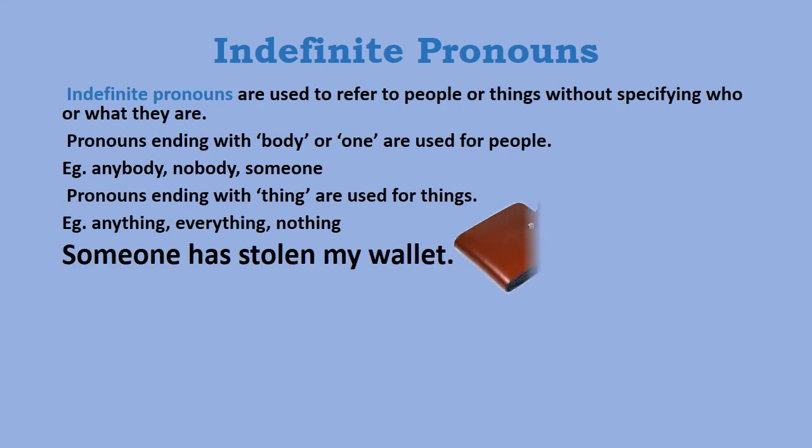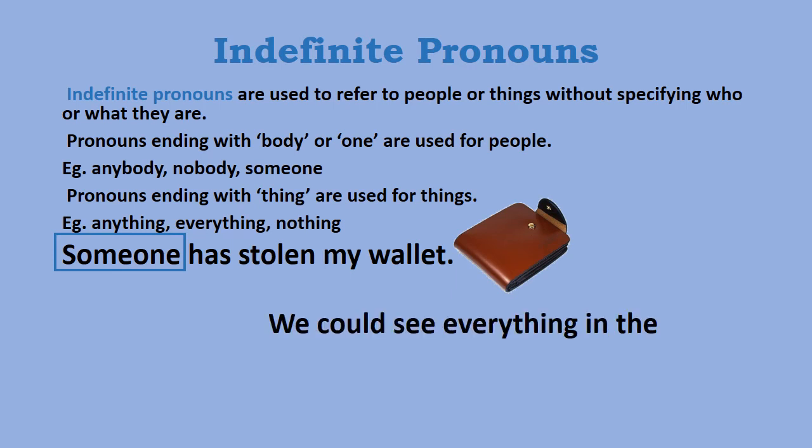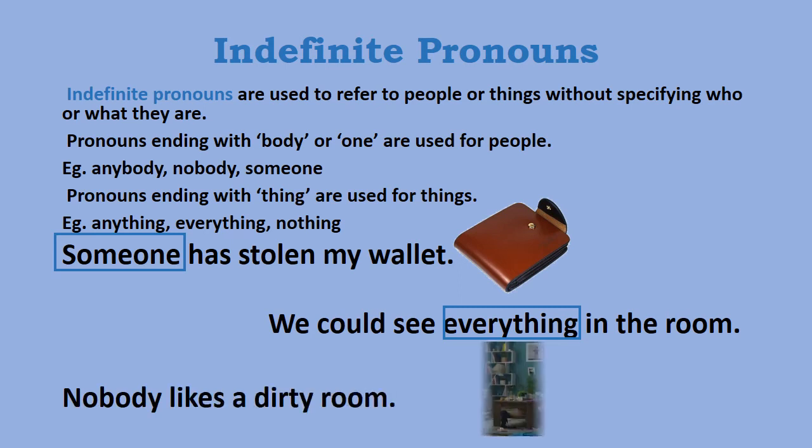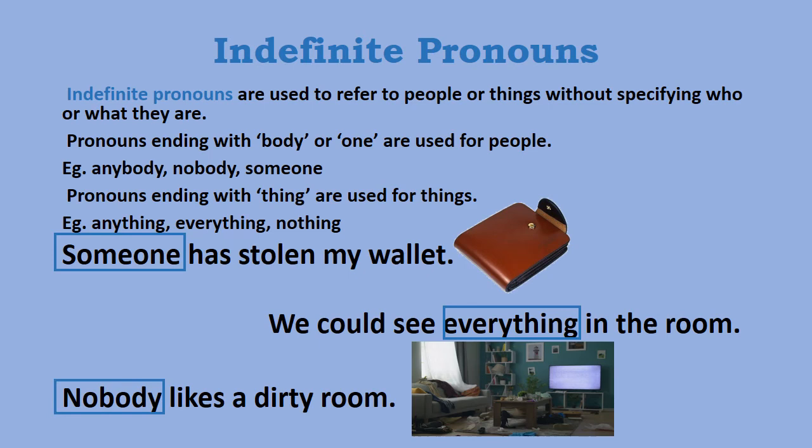Someone has stolen my wallet. In this sentence, "someone" is an indefinite pronoun. We could see everything in the room. "Everything" is an indefinite pronoun. There is one more pronoun here, "we", which is a personal pronoun. Even in the previous sentence, "my" is a personal pronoun. But we are here only for indefinite ones. Nobody likes a dirty room. "Nobody" is not specifying who doesn't like it. So, since it is not specifying anyone, it is an indefinite pronoun.